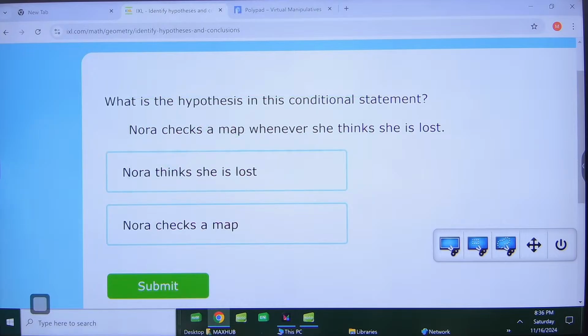What is the hypothesis in this condition? Hypothesis. Okay. If Nora checks the map whenever she checks. Sir, 1 second. My mom is calling. Okay.